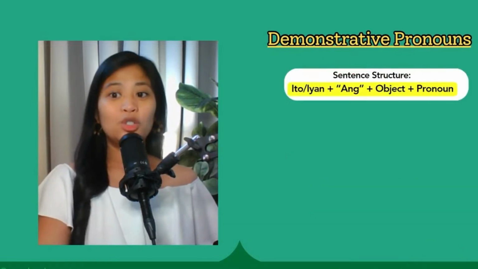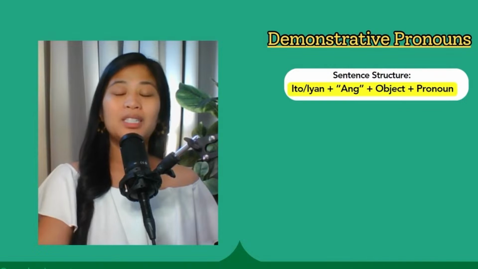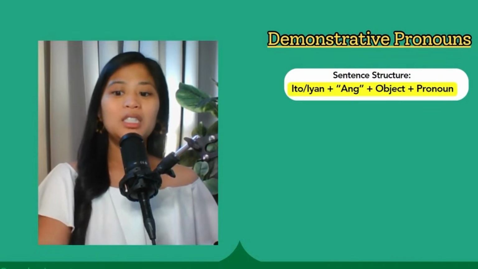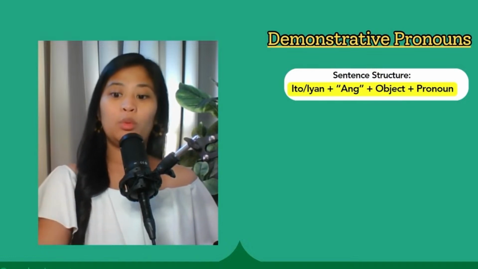So here's the sentence structure for how demonstrative pronouns can be used. Ito or iyan goes first. It's taking the place of the adjective. Then it's the word ang, then it's the object, then it's the pronoun. So the last part of this sentence structure is the same as what we've just learned.